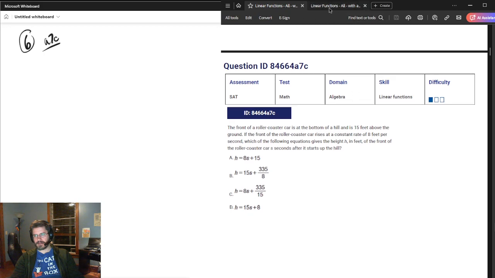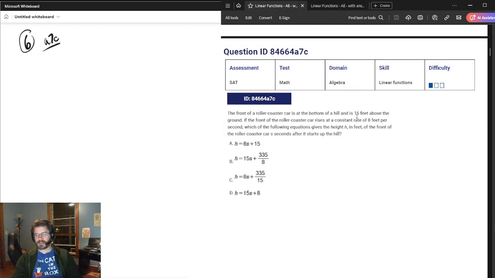So not looking at the one with the answers on it. We should be using the PDF that just has the questions. So let's dive right in without any further ado.